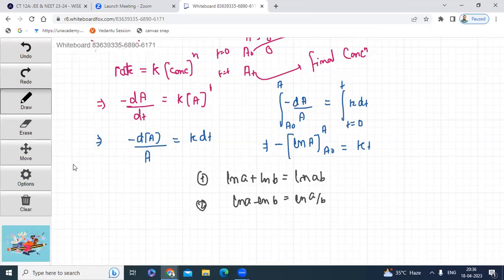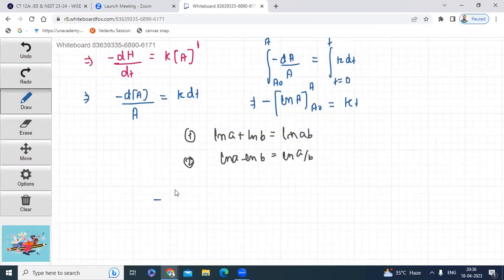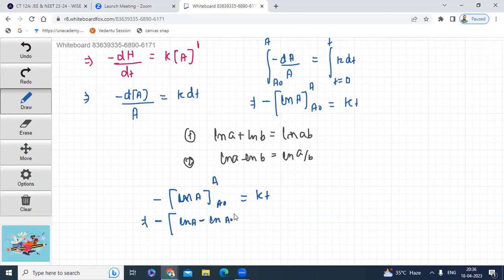So if you use the limit, you will be able to find that this value will be equal to minus ln A, that is minus ln A into A naught. The upper limit is A equal to K into T. If you are writing this is the ln A, this value will be equal to minus ln A naught, and this value will be equal to K into T.